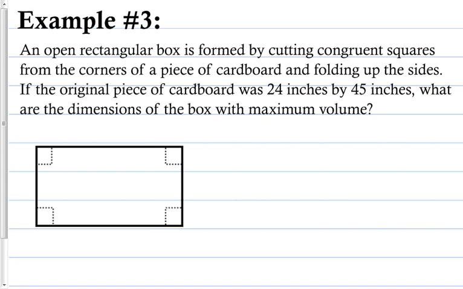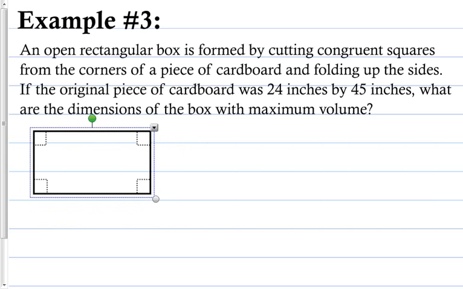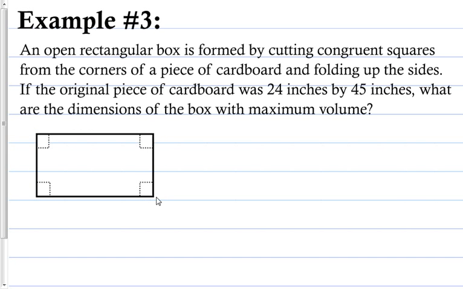Sometimes it is the case that you actually don't have enough information to make two different formulas or equations. So in this problem, all I know is that the original piece of cardboard has dimensions of 24 by 45. Let me make this smaller. Okay. So initially, from here to here, it's 24 inches. And then from here to here, it's 45 inches.